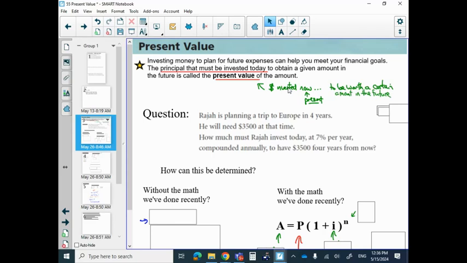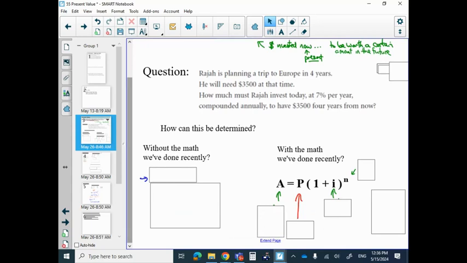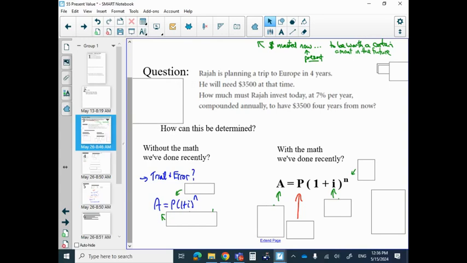So this person, Raja, is planning a trip to Europe in 4 years, and they will need $3,500 at that time. How much must the person invest today at 7% per year, compounded annually, to have the $3,500 4 years from now? If we didn't have the math skills to work with the equation, I guess we could do it like trial and error almost, right? Just plug in a value, try a number, see what you get, and keep modifying that. But of course, we can work algebraically with this nice equation, right?